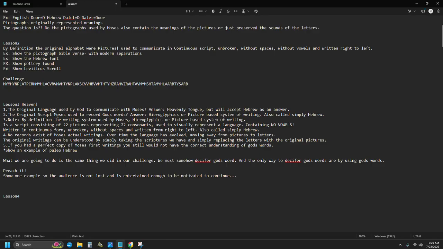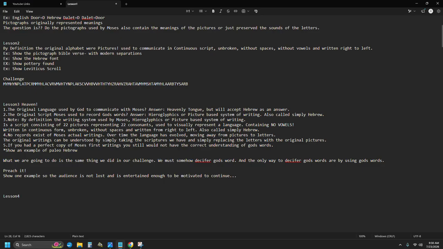The original script that Moses used to record God's words, answer, it's hieroglyphics. It is a picture-based system of writing, also simply called Hebrew. Now notice the pattern. We've got 2 Hebrew answers. Next, note. This is a note. By definition, the writing system used by Moses, hieroglyphics or picture-based system of writing, is a script consisting of 22 pictures representing 22 consonants. It is used to visually represent a language. It contains no vowels. It is written in continuous form, unbroken, without spaces, and it is written from right to left. Again, it is also simply called Hebrew.